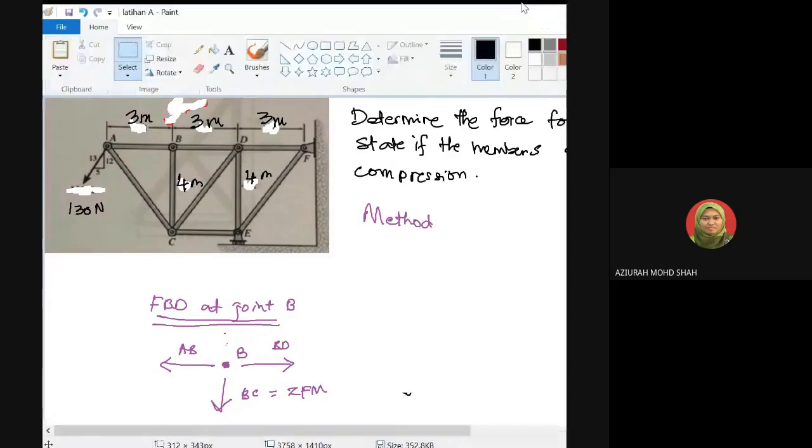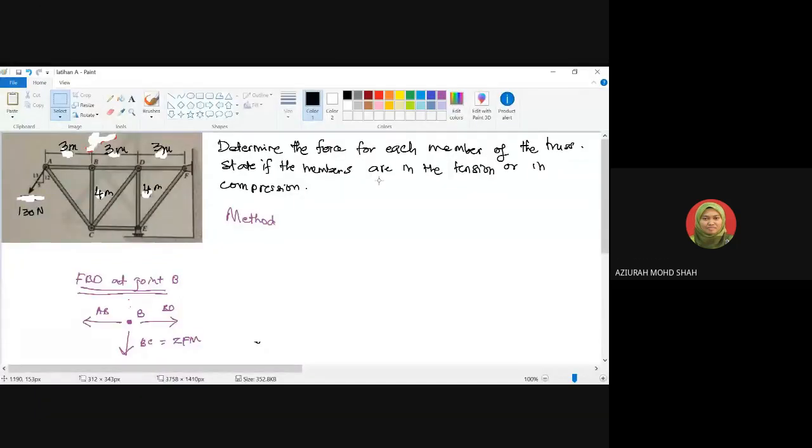Okay, method. In this question it is practical to use the method of joint, sebab kita nak cari semua. So dia nak member AB, member BD, member DF, FE, DE, DC, CE, and AB. So ada lagi tak zero force member? Ada lagi tak zero force member?